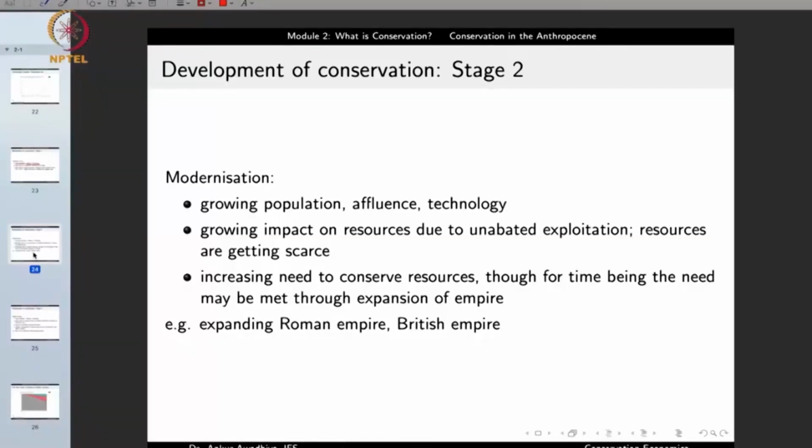So with the beginning of modernization, we start seeing a growth in population, a growth in affluence, and a growth in technology. And so there is a growing impact on the resources due to unabated exploitation, and resources are now getting scarcer with time. So, with the development of modernization, we actually started feeling a crunch. Our population is growing fast, it is growing more and more affluent, and we are getting more and more technology. But now there is a dearth of resources.